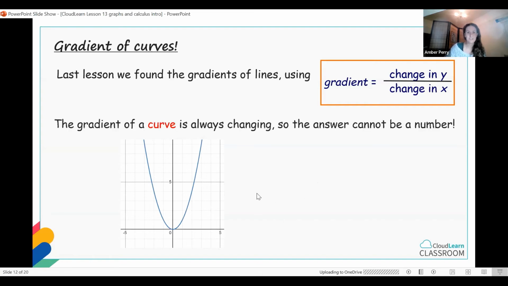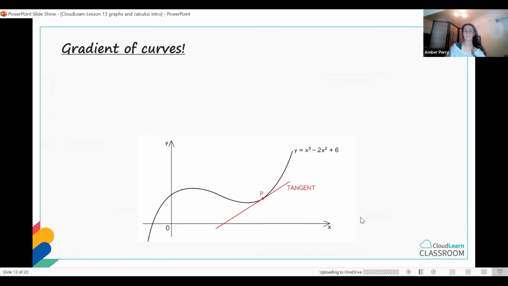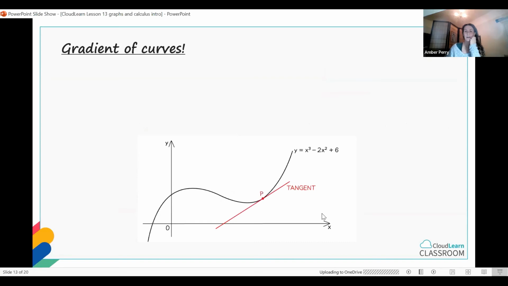Instead, the gradient is an algebraic function, which we're going to learn in a moment how to find. And to find it, we need to differentiate, which is higher tier only, okay? So if you are doing foundation, don't worry about learning differentiation. You don't need to worry about it. But what you can do as well, before you go away with your foundation, or feel free to stay, is you can draw a tangent to the curve at any point.